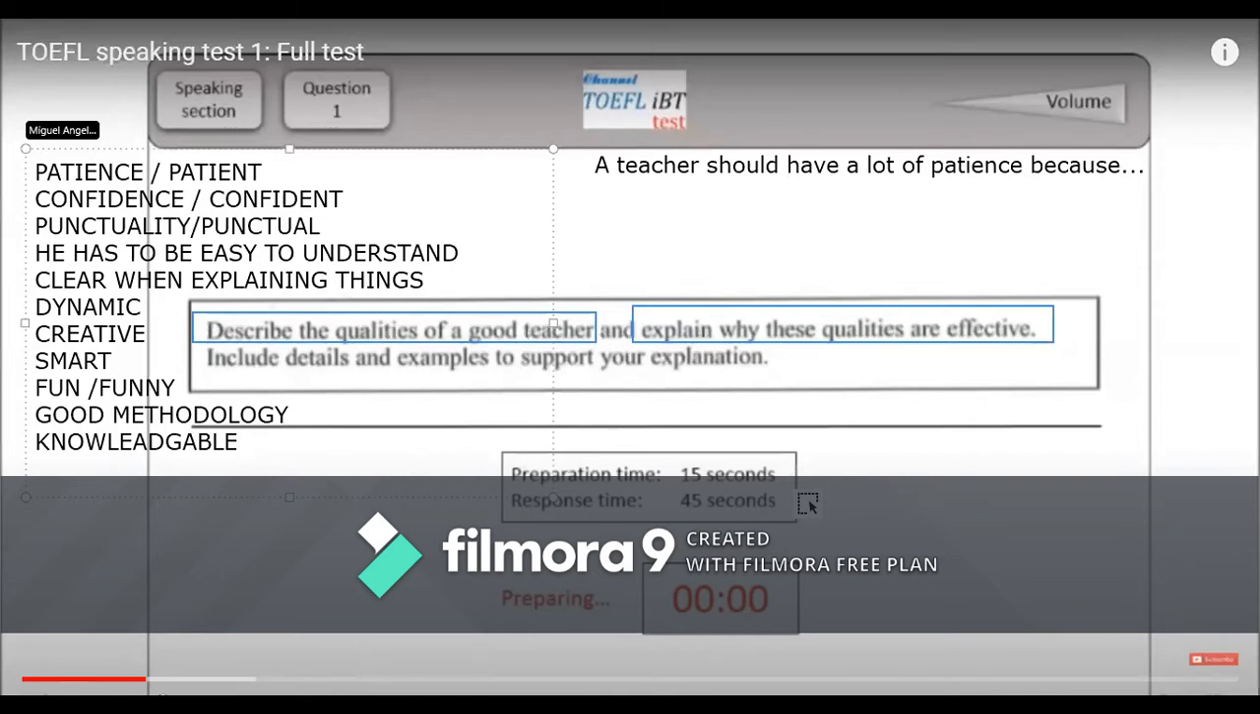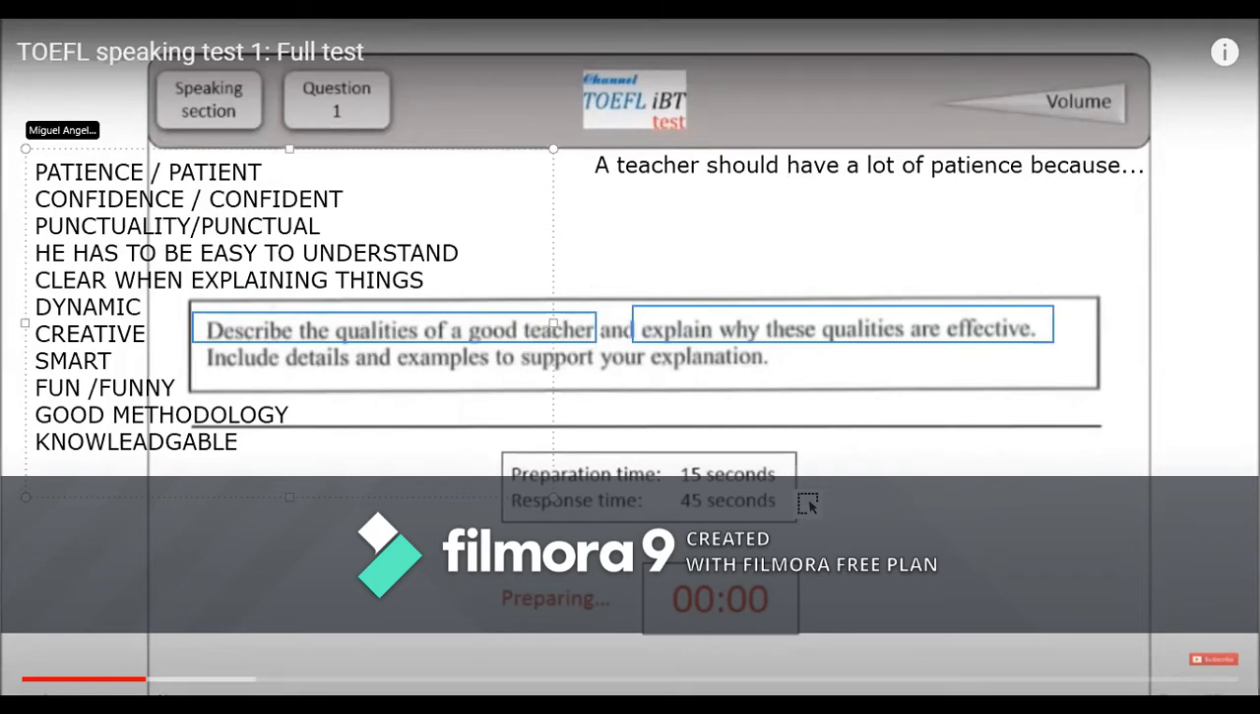And you can also, remember, you can give an example. For example, when I was in school, I had a teacher who was very creative. He was very easy to understand. He used a lot of dynamics in class. So for me, that was a good thing because I always paid attention to his lessons. And I felt very, very happy, very excited in his lessons.